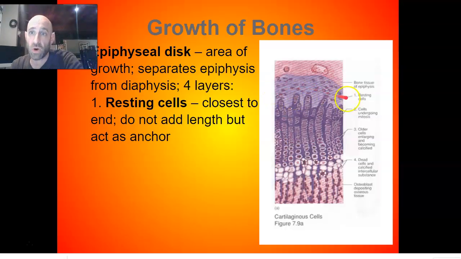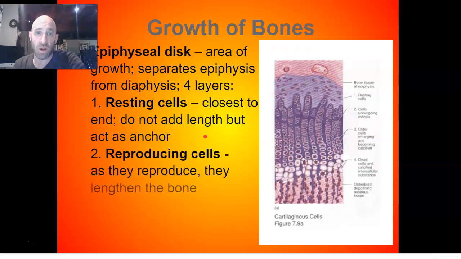So the resting zone is made up of hyaline cartilage, and it is not really doing anything other than anchoring the epiphysis to the diaphysis. The second zone is a lot more active. This is called the zone of proliferation, or the reproduction zone. So let's take a look at what's happening here.